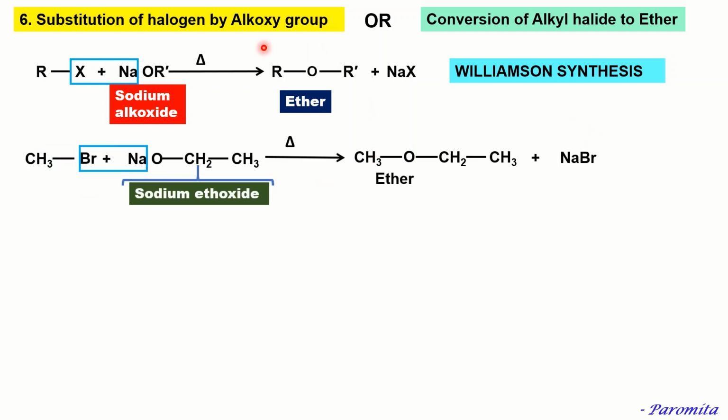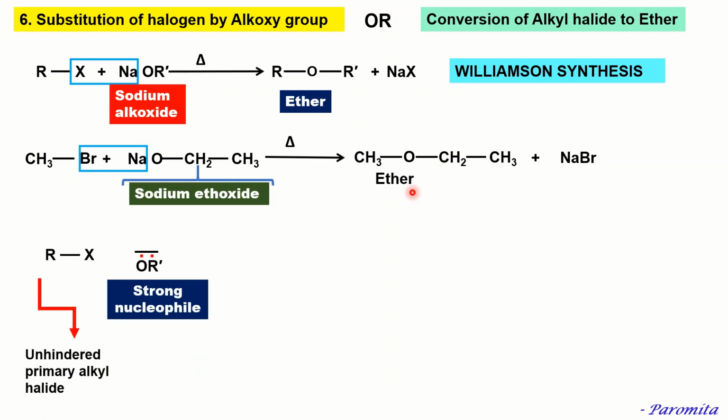Here we have taken methyl bromide plus sodium ethoxide. When you are heating this mixture, we are getting ether. What is the name of this ether? Methyl ethyl ether, or its IUPAC nomenclature is methoxyethane. Let us see the mechanism of Williamson's synthesis.